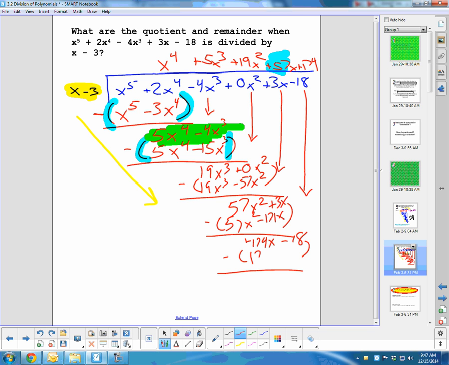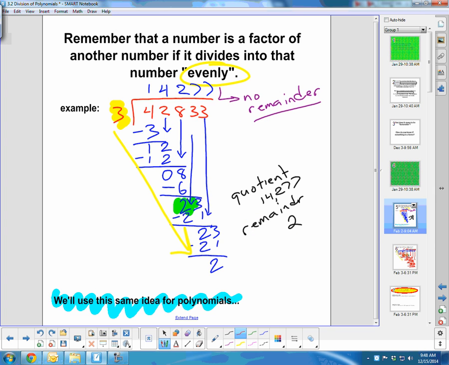When I multiply, I'll have 174x. Now 174 times 3, 300, another 210, 510, 522. I did that in my head, and I maybe should have gotten a calculator, so I hope I'm right. So that will give me 0. And then negative 18 plus 522 will give me plus 504.